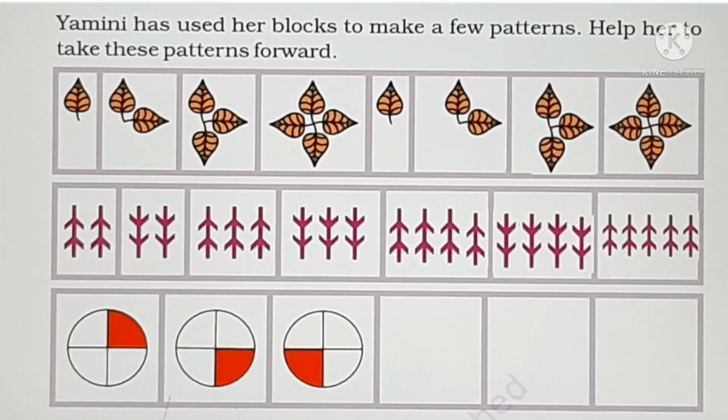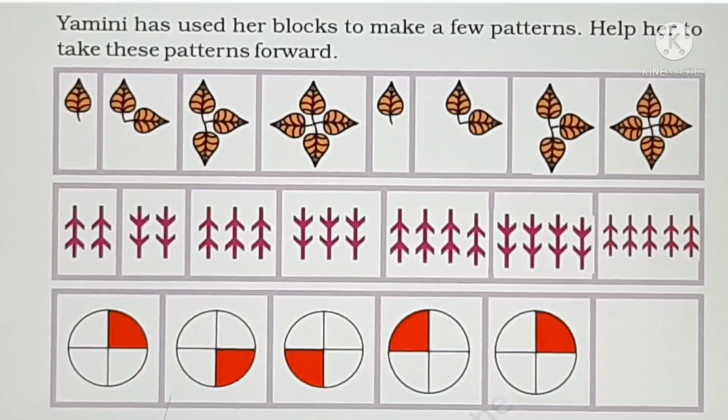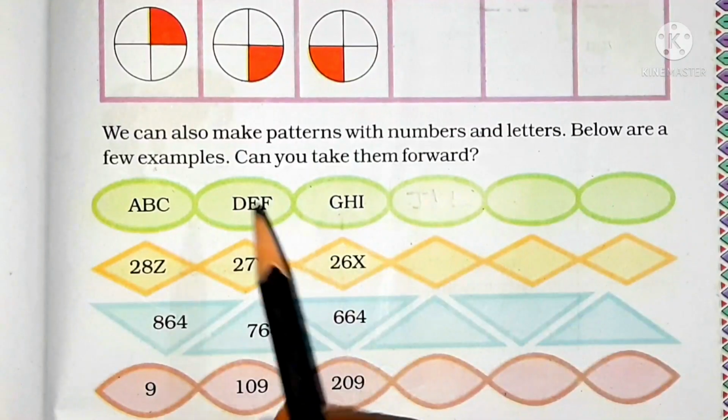In the first circle, you will see color on the top right, and in the second, you see color at the bottom right, and then in the third, you will see color at the bottom left, then it will be top left, and then again it will come to top right, again it will go back to bottom right. So this way, the pattern has been completed.